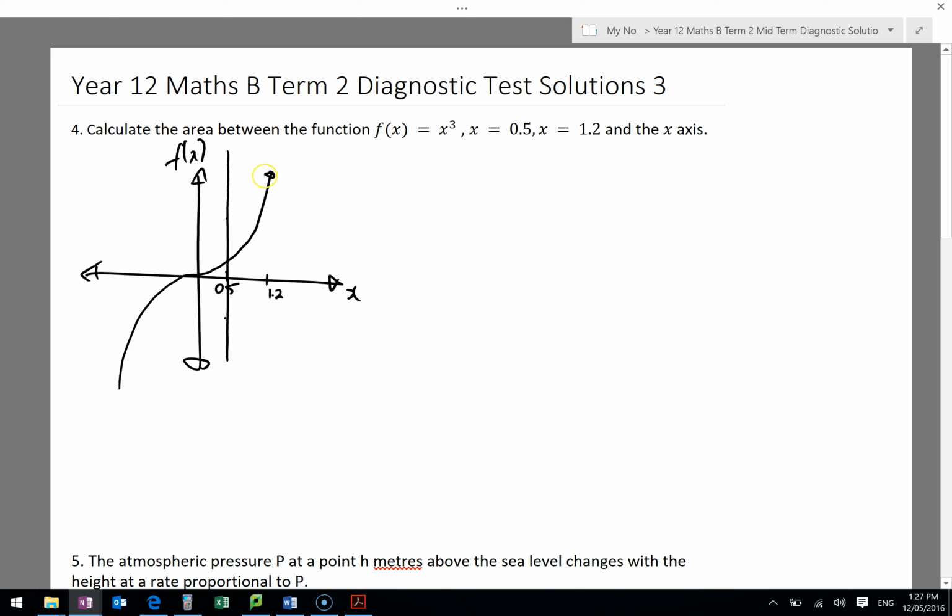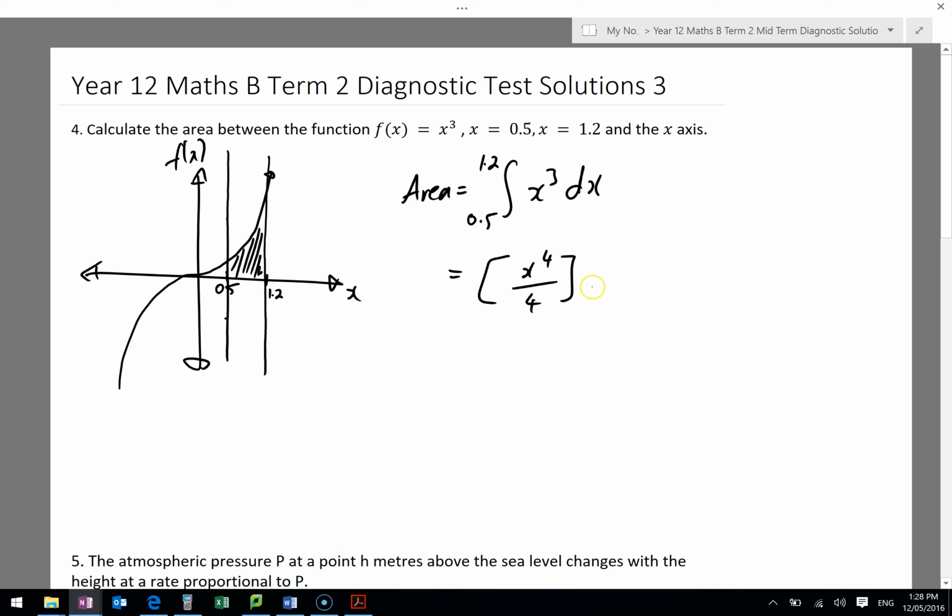We do the same thing at 1.2, and the x-axis. Already got an x-axis. So it's asking me to find this shaded area. The area will be the integral from 0.5 to 1.2 of x cubed with respect to x. So do our integration. Substitute in 1.2, and then substitute in 0.5. Okay, let's see what we get.